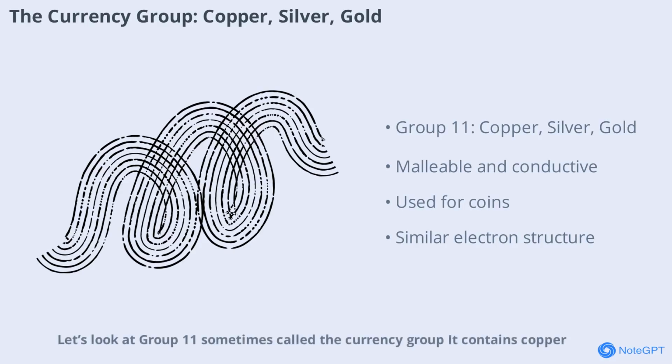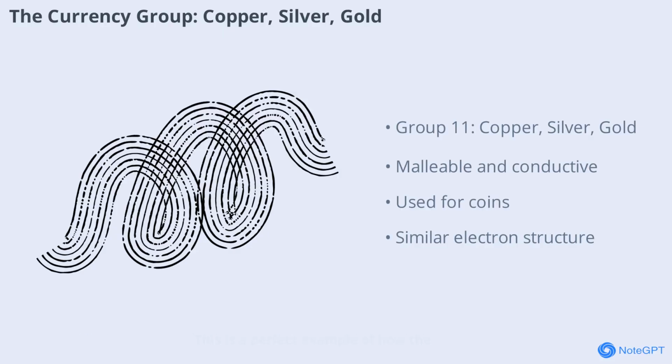Let's look at group 11, sometimes called the currency group. It contains copper, silver, and gold, metals historically used for coins. These elements are malleable, highly conductive, and relatively non-reactive. Their shared properties come from their similar electron arrangements. This is a perfect example of how the periodic table's organization reveals patterns in the natural world.